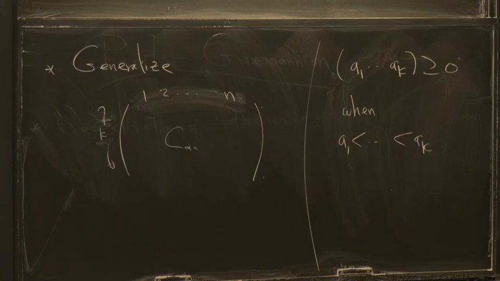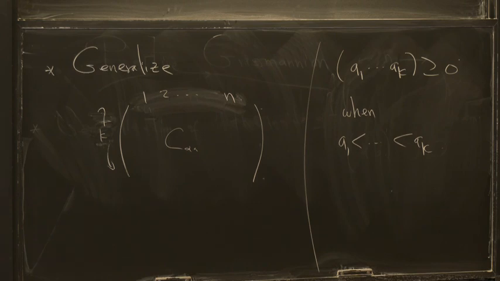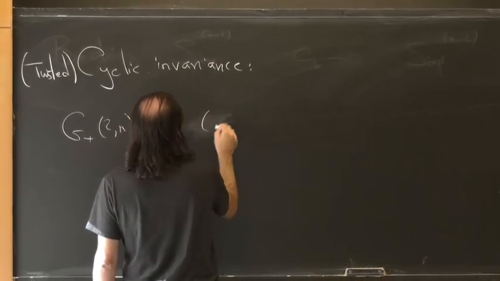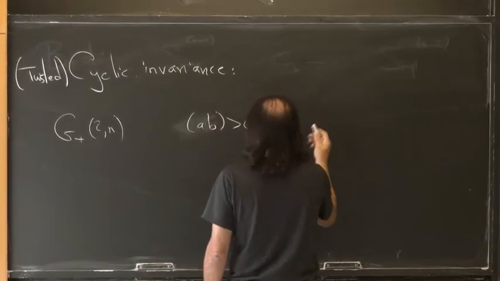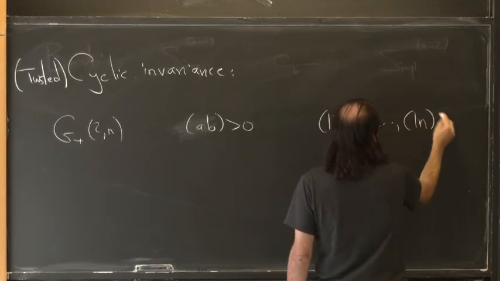Okay, so there is a cyclic, or what's called the twisted cyclic invariance. And that's simply the following. So let's illustrate with G plus 2,n, which we're going to talk about in a second. But so let's say I have all the ABs are positive, which means in particular that I have like 1,2, 1,3, blah, blah, and 1,n is positive.